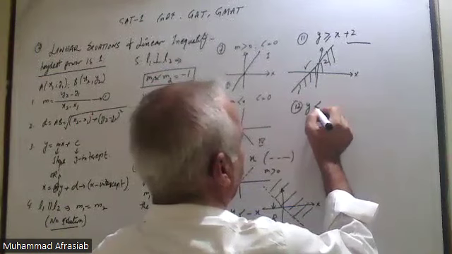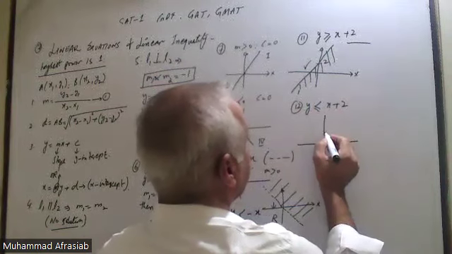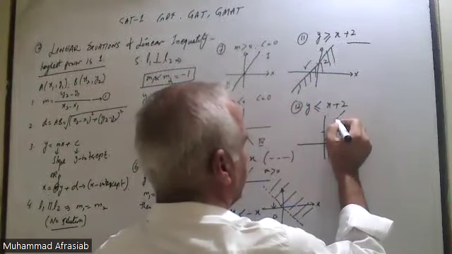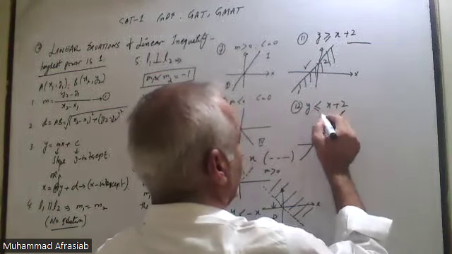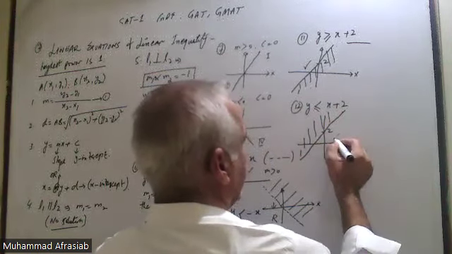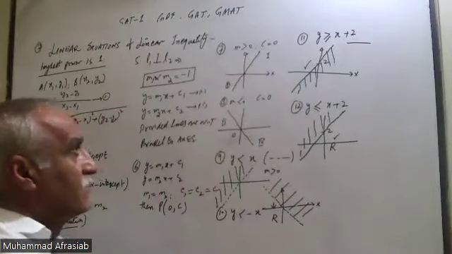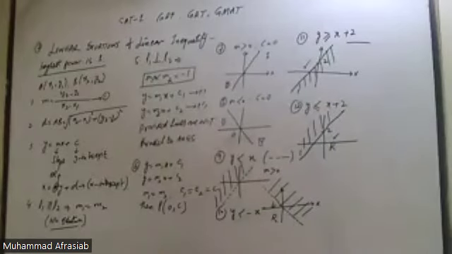Y is less than or equal to x plus 2. That means again a full line will be drawn. And since y is less than, this region will be rejected, and this is the right region for that part. Now we will solve the questions for this set regarding this, for the aptitude tests.